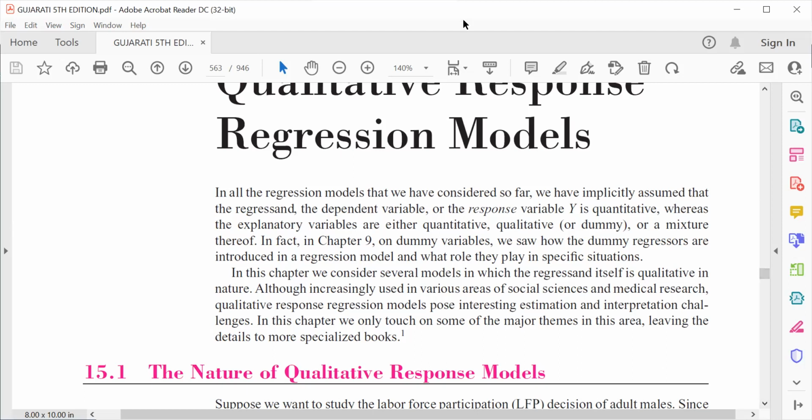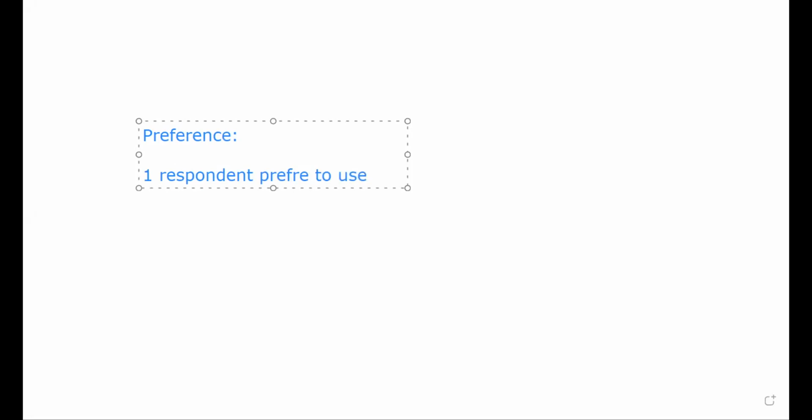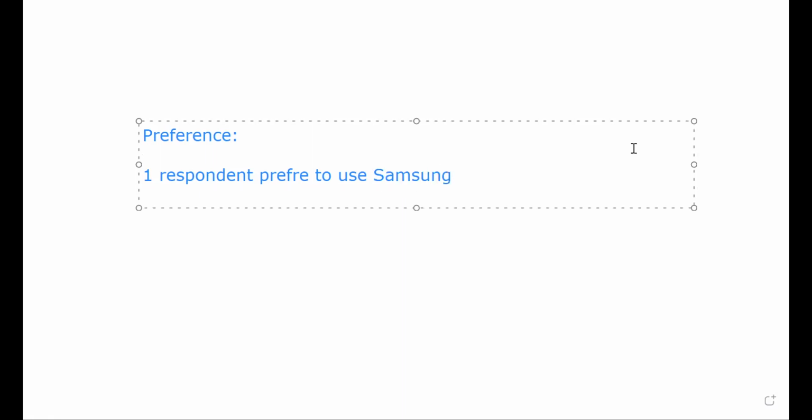For example, this is a reference for samples. One, for example, is a respondent who prefers to use Samsung, and zero otherwise.